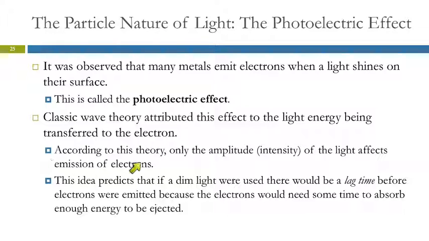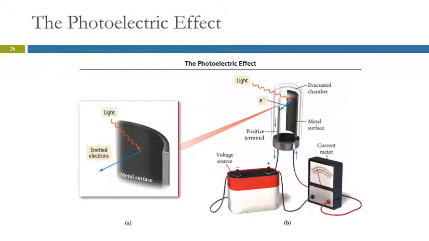If this is our theory, then only the amplitude or the intensity of the light is going to affect whether or when the electrons are emitted. So just how bright the light is, doesn't matter what color it is. So this predicts that if you had a dim light, you would just need to shine it on the metal for a longer time before electrons were emitted. So there'd be this lag time. You shine the light, and at first nothing happens. And if you wait long enough, the electrons will absorb the energy and then begin to be ejected. Of course, that's not what they found.